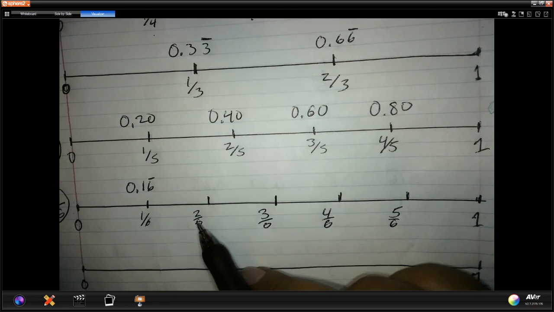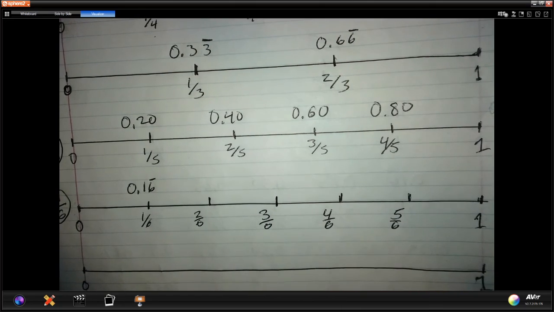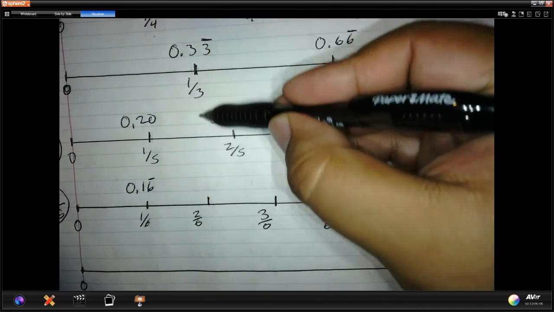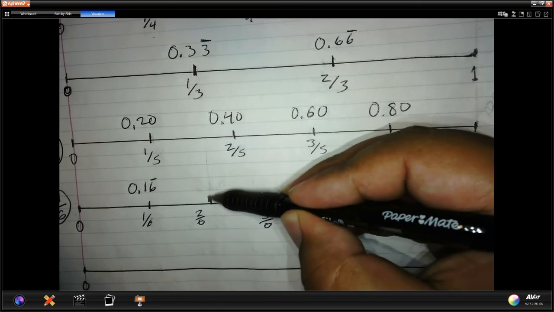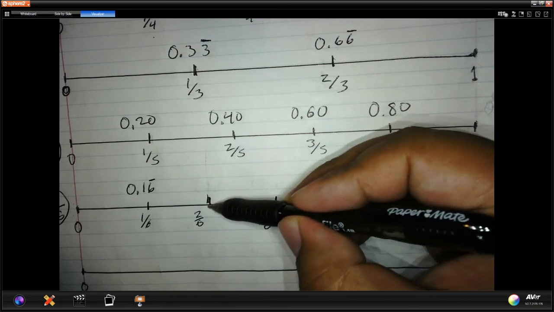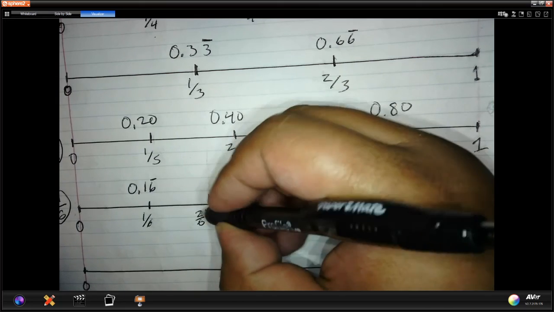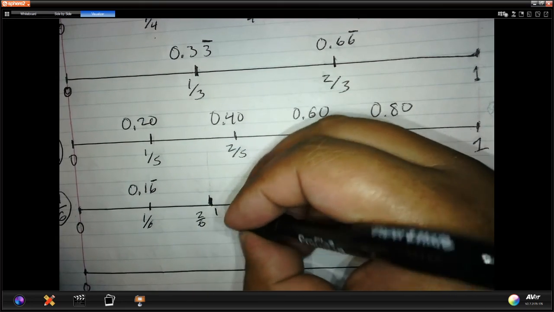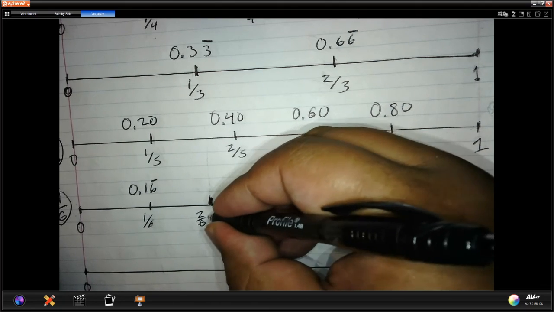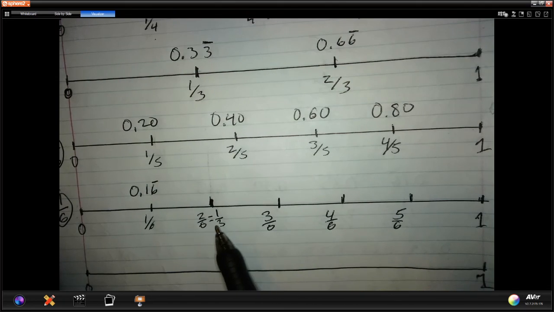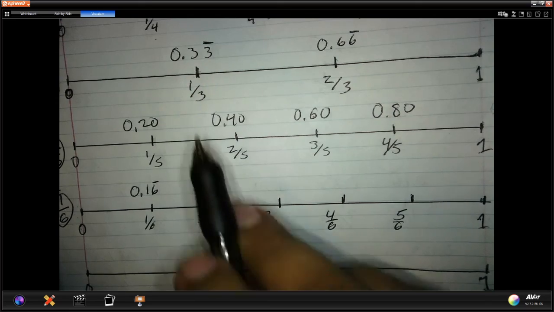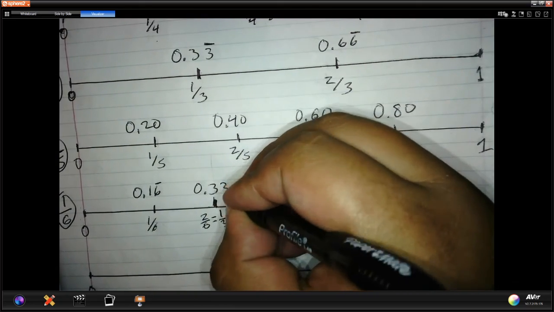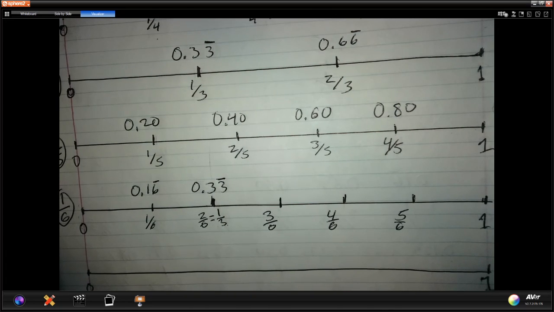My 2/6, I am pretty much going to double it, but hold on. 1/3 is right there, and that lines up with my 2/6 right here, because if I get half of that 2, that's 1. Half of that 6 is 3. So 2/6 is equal to 1/3. So that means that my decimal right here is going to be 0.33 repeating.